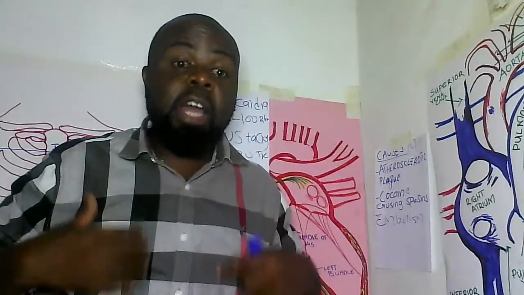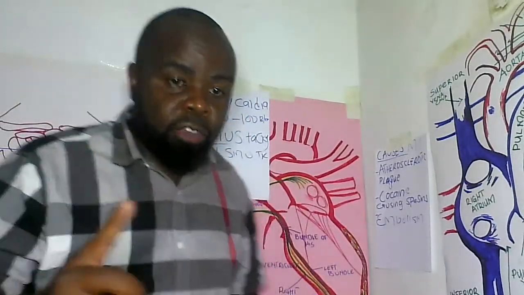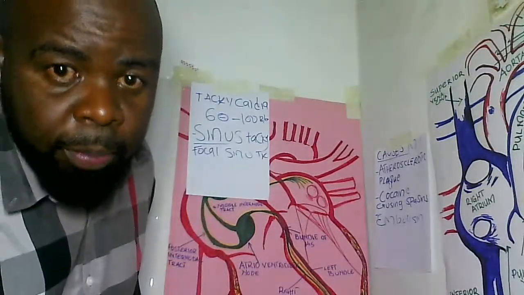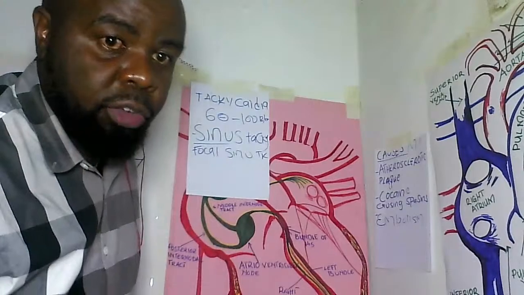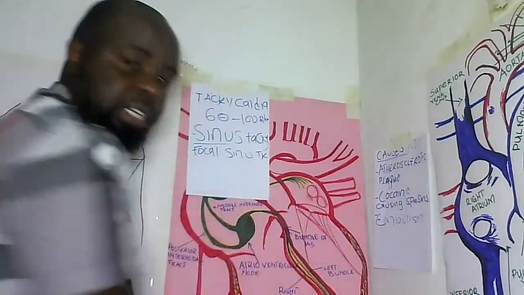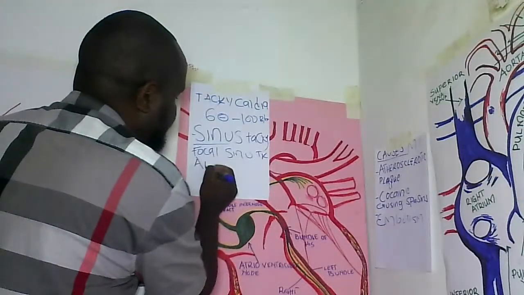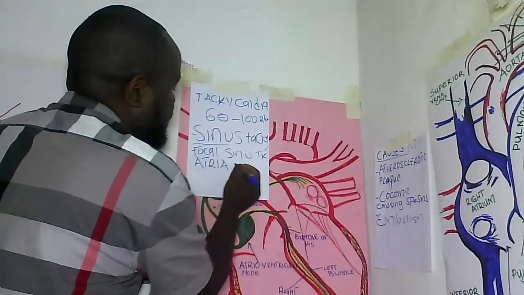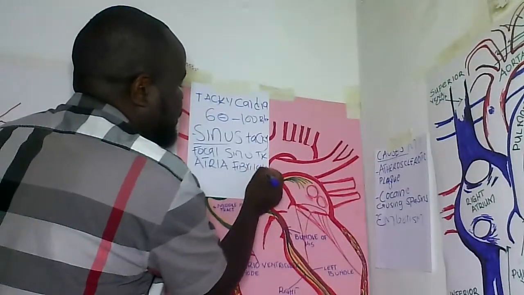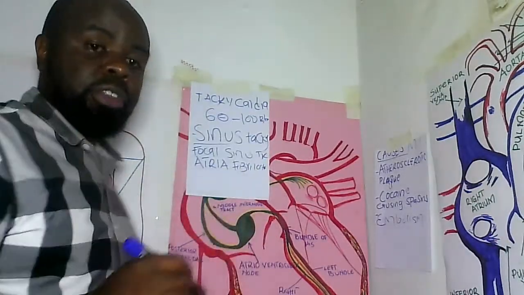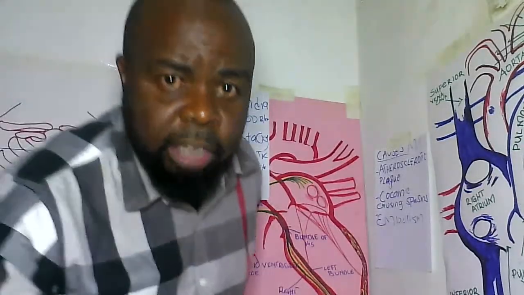Even the heart itself cannot pump blood. It is called fibrillations. You get it? Focal fibrillations. Atrial fibrillations. Because these are the atriums, it is called atrial fibrillations. It is fibrillating. You get it? Now, we have talked about that.